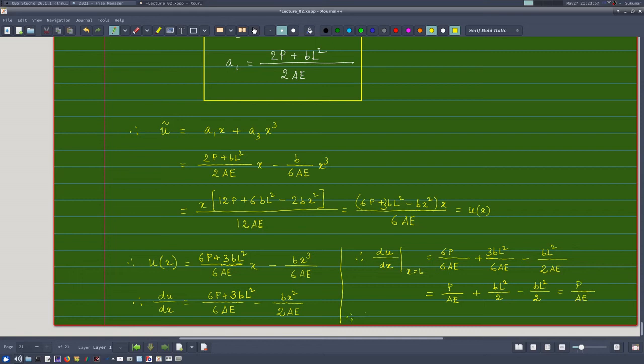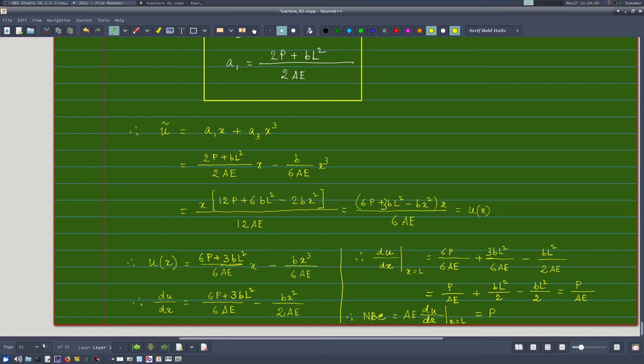And therefore NBC will be what? NBC will be AE du dx at x equal to L. So when I multiply it by AE, then I will have AE du dx at x equal to L, and this is nothing but P. So this solution is fulfilling the natural boundary condition at x equal to L. So this is a true solution.